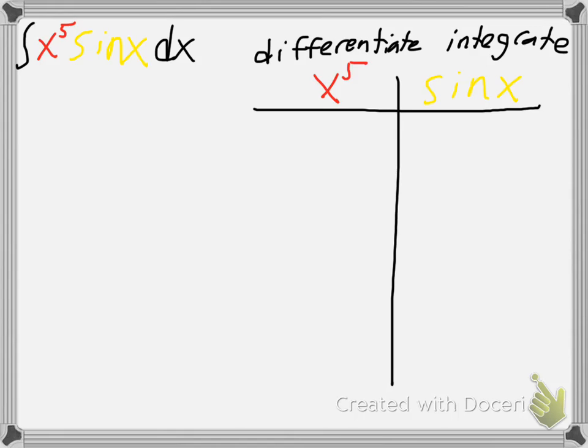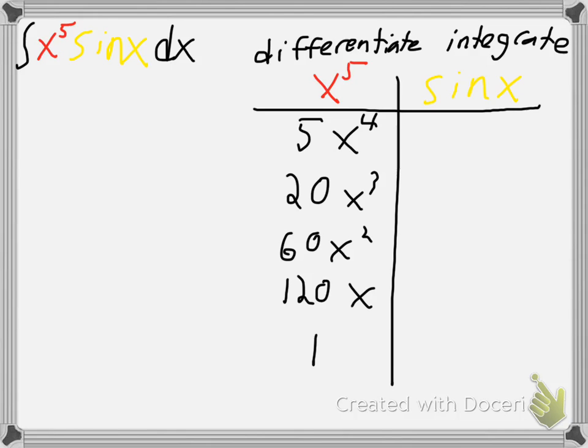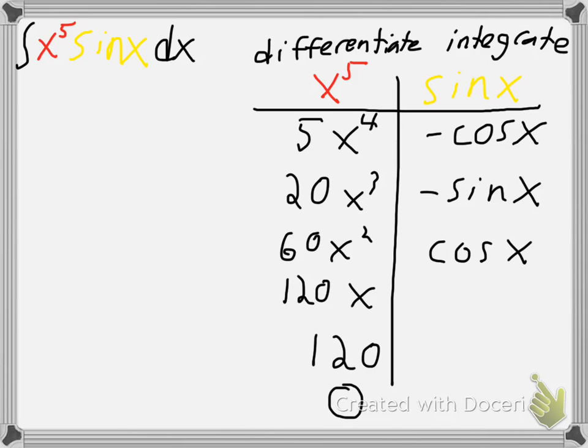We figure this out by knowing that one side has to go to 0. So we have to choose one side to differentiate enough so that it'll reach 0 eventually. If we differentiate sine x enough, it'll never reach 0. It'll keep going in a loop with cos x and negative cos x and negative sine x and so on. But if we differentiate x to the fifth, eventually it will reach 0. So we differentiate the x to the fifth side, and then we integrate the sine x side the same amount of times.